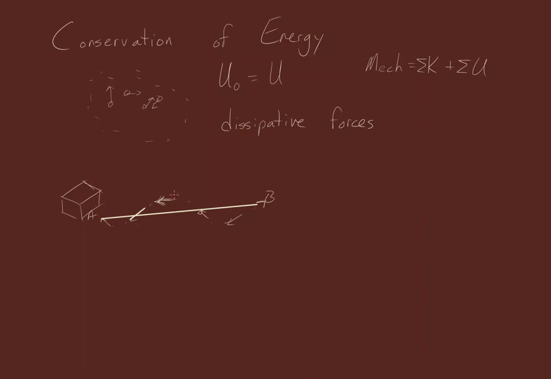So friction is one example of a dissipative force, a non-conservative force. And what we mean is friction is going to take that mechanical energy and convert it into something that's non-mechanical. So something that's hard to get back or hard to measure. So it could be a heat transfer. Maybe the floor warms up a little bit.